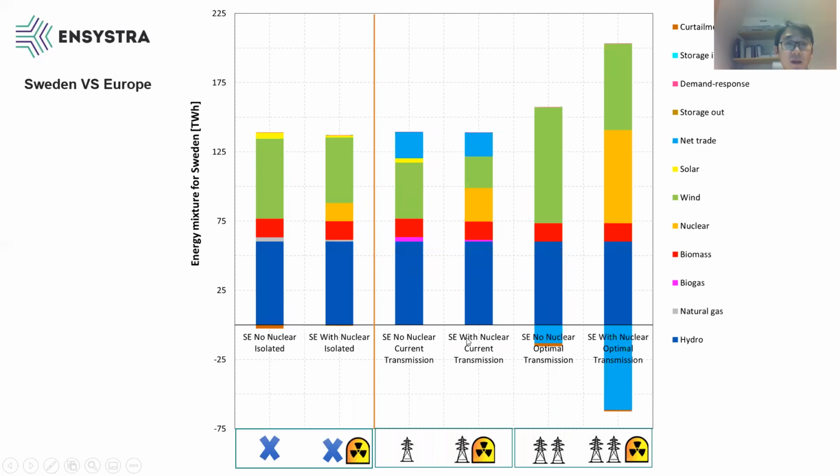Now let's look at the case of isolated Sweden. In this case, Sweden is isolated. We find that, surprisingly, the generated nuclear energy is even lower compared with the case where there is a transmission connection. From this figure, we can see clearly how system boundary affects the invested nuclear energy in Sweden.